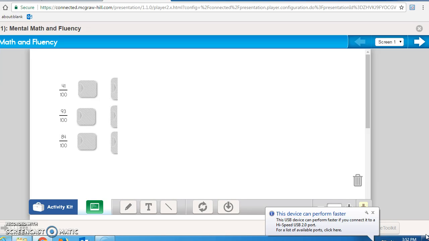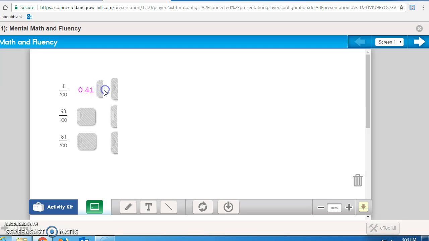But first, let's start with our mental math and fluency. Write the decimal equivalent to these fractions. 41 hundredths. This should be easy for you by now. 0.41. The last number, the number 41, the 1, ends in the hundredth spot. 93 hundredths, again, 0.93. And 84 hundredths, 0.84.